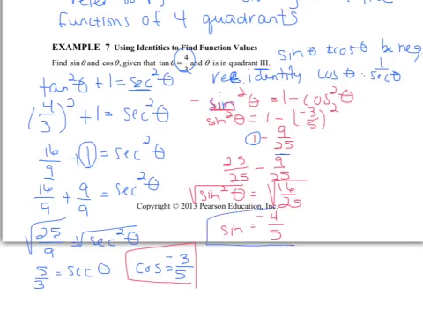So now I have found my sine and my cosine values, which is what it asked me to find up here. So that's it. That is the end of your notes.